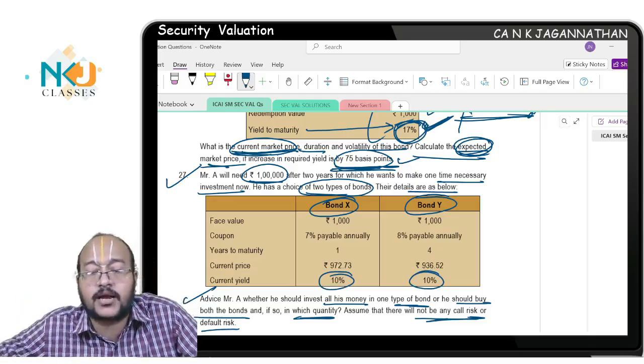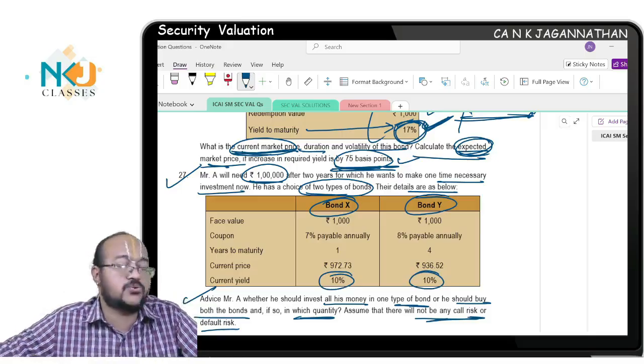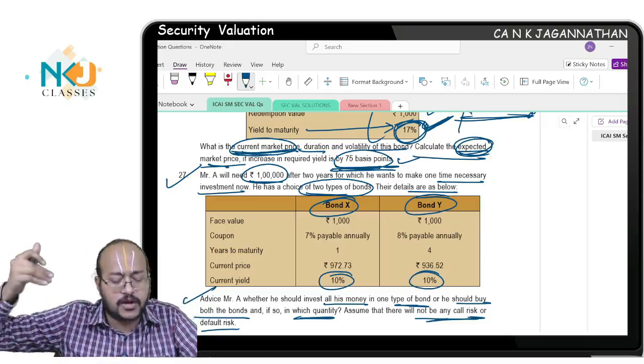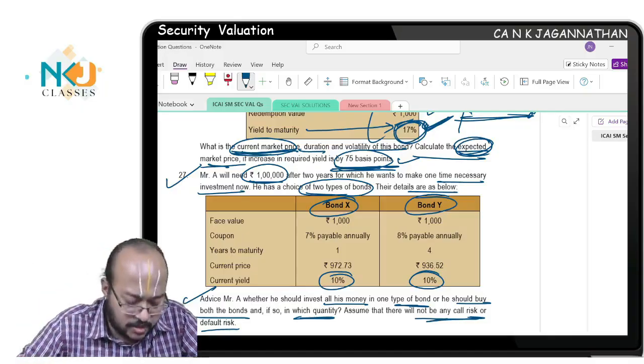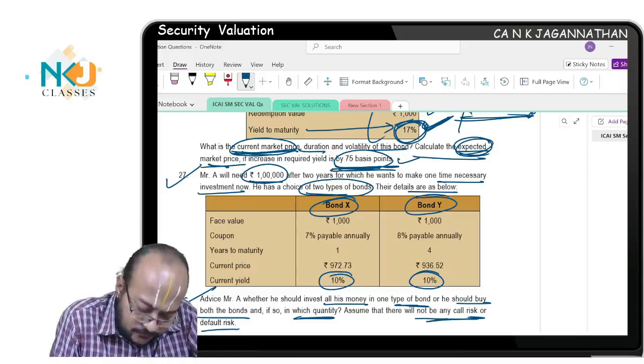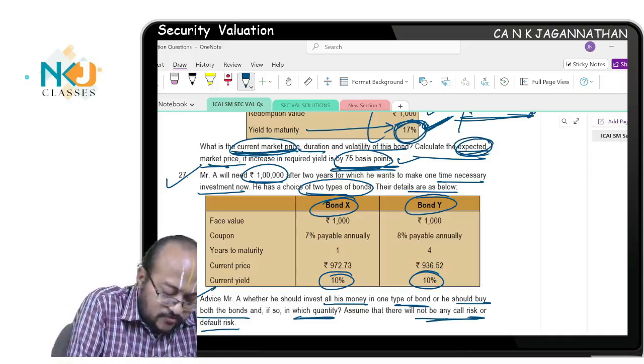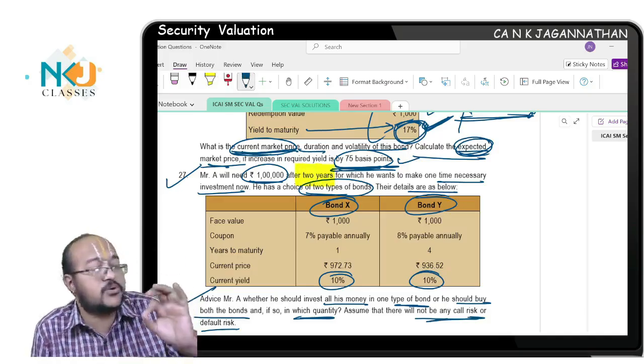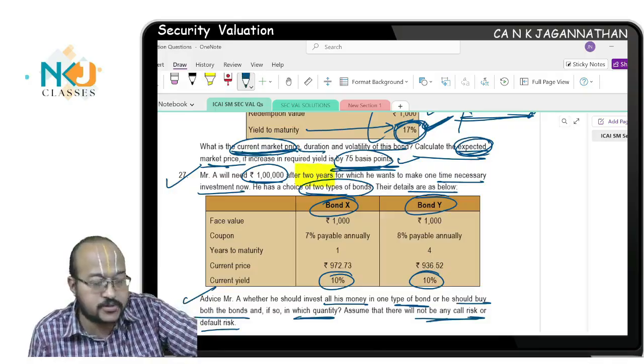Present value of this 1 lakh I need to deposit, so that I can realize 1 lakh after 2 years. That is the issue. What is the requirement? After 2 years I require money. What is your investment horizon? 2 years, which means after 2 years I require money.